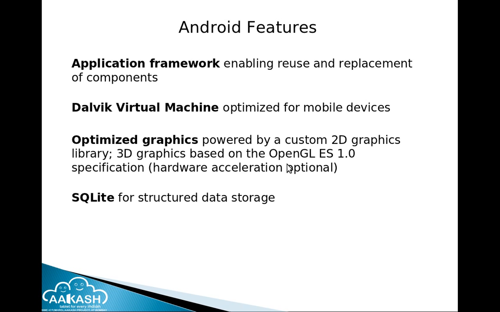The next are Android features. Basically, the application framework enables the reuse and replacement of components. This is a quite important feature. I'll just explain this with an example. For example, your application needs to capture an image. You don't need to write a different program to capture an image using a camera and store it. What you need to do is call the camera activity. It will do its work, and it will give you back the control as if it's a part of your activity.